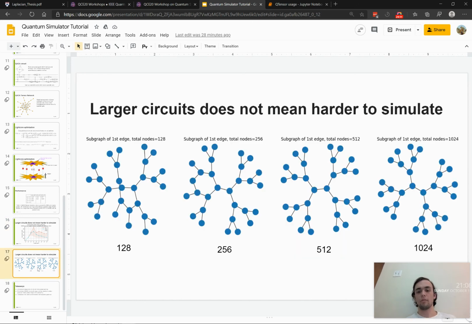And this is how the subgraphs look for degree 3 random regular graphs. If you have 1000 nodes, the structure looks very much like a tree. If you have fewer nodes, you have loops, and those complicate your tensor expression. The ordering algorithms have to do more work to find a good ordering.